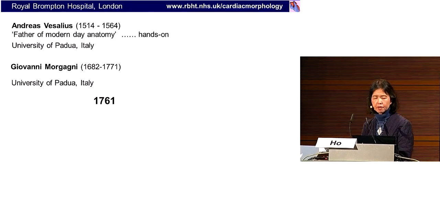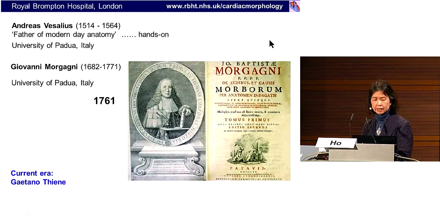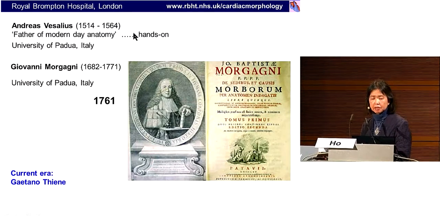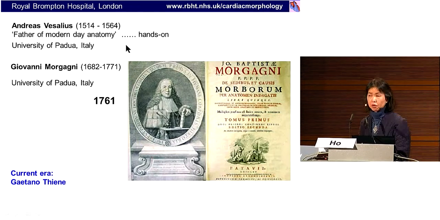So moving on in time, I must say that there are so many wonderful anatomists and pathologists along the way that I can't list them all. There's Andreas Vesalius, termed the father of modern-day anatomy, because he emphasized the importance of hands-on work when dealing with anatomy. In those days, much of anatomy was learned from reading writings and looking at drawings, but Vesalius emphasized that you must dissect cadavers. Giovanni Thiene, of course, detailed in his book about 700 autopsies. A very, very well done piece of work.